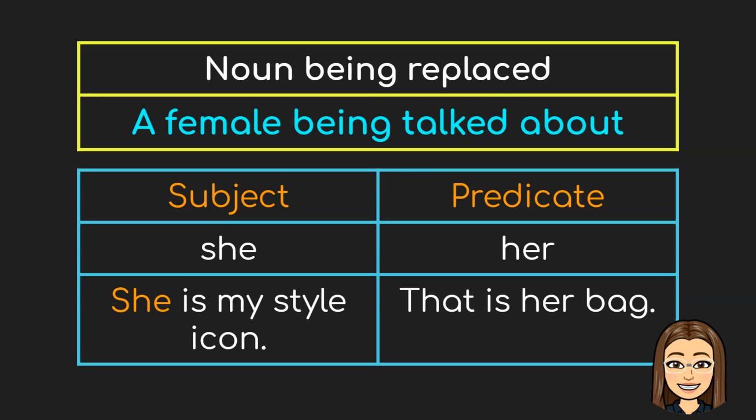Next is if a female is being talked about. For subject, we will use she, and for predicate, we will use her.